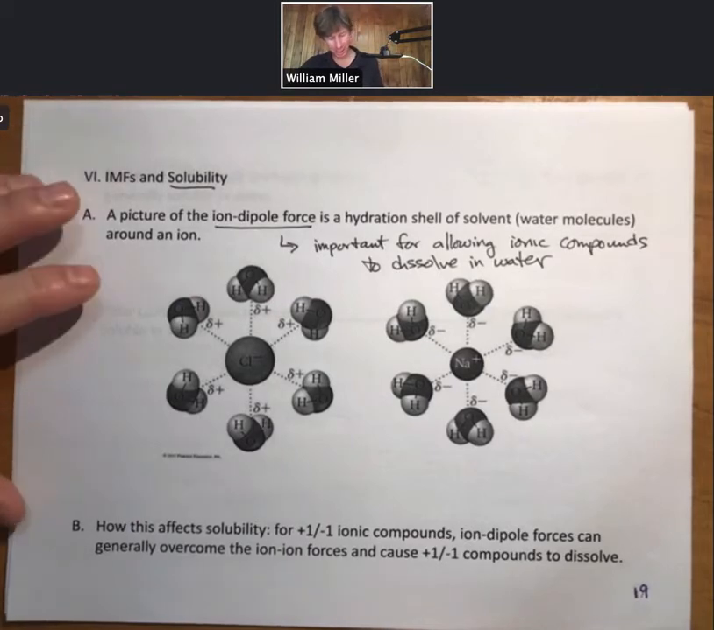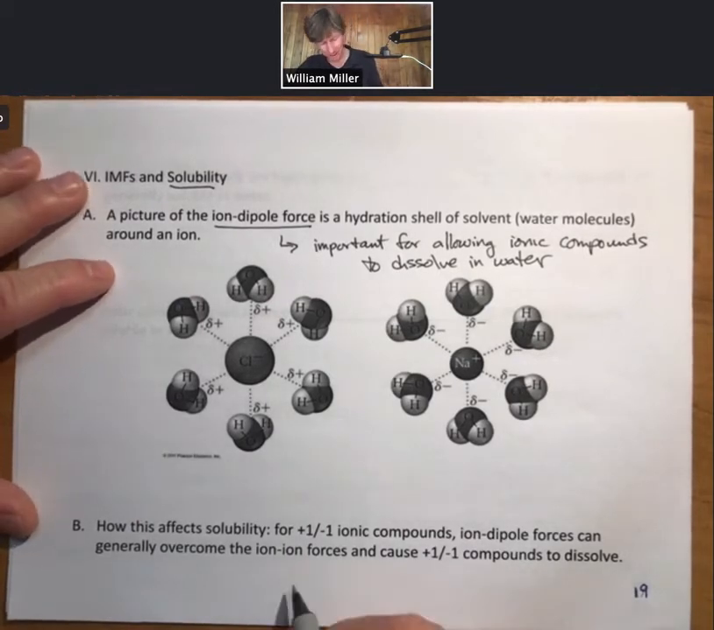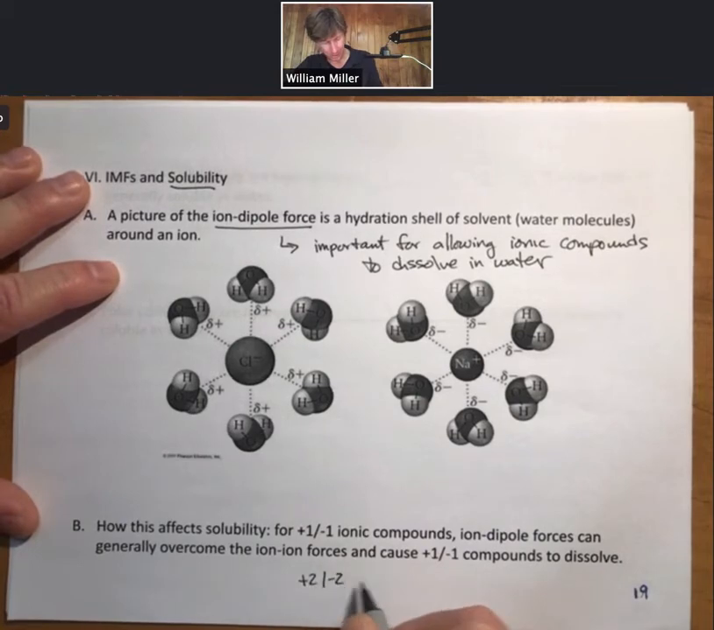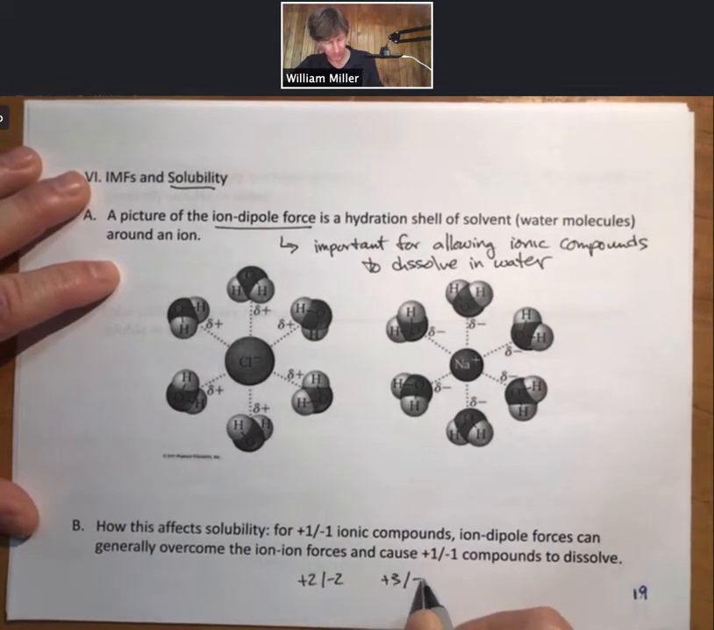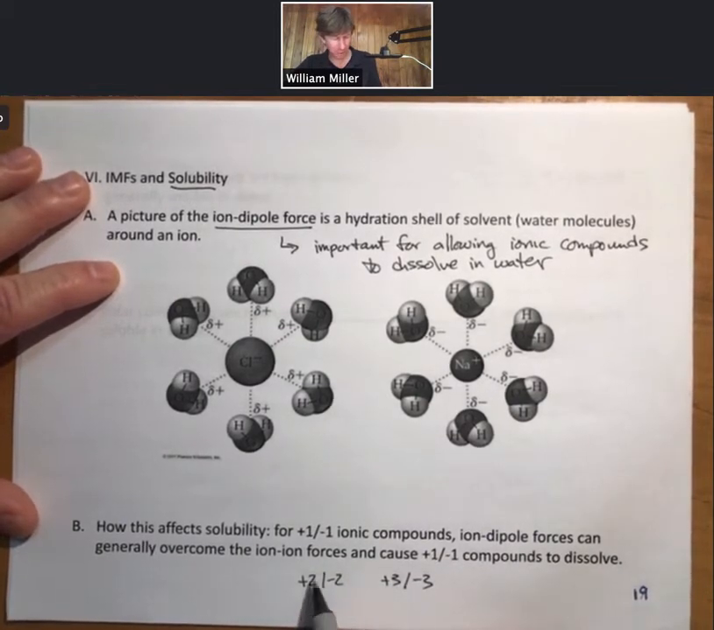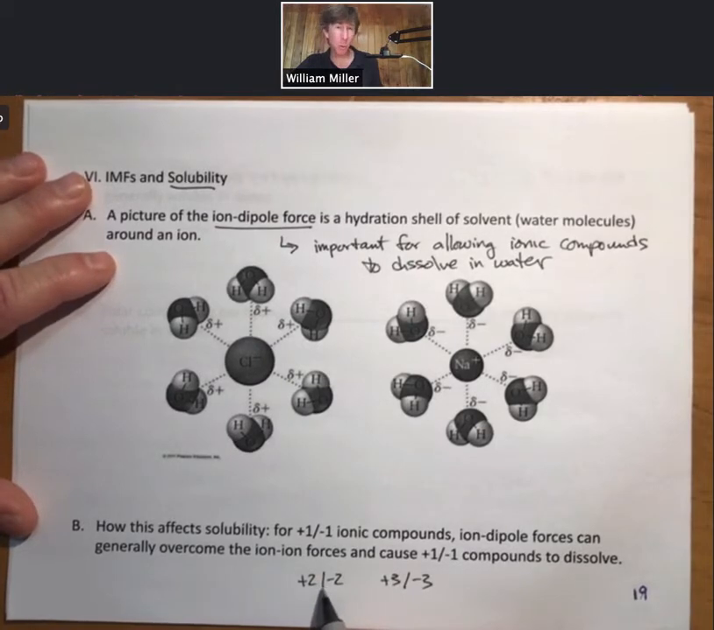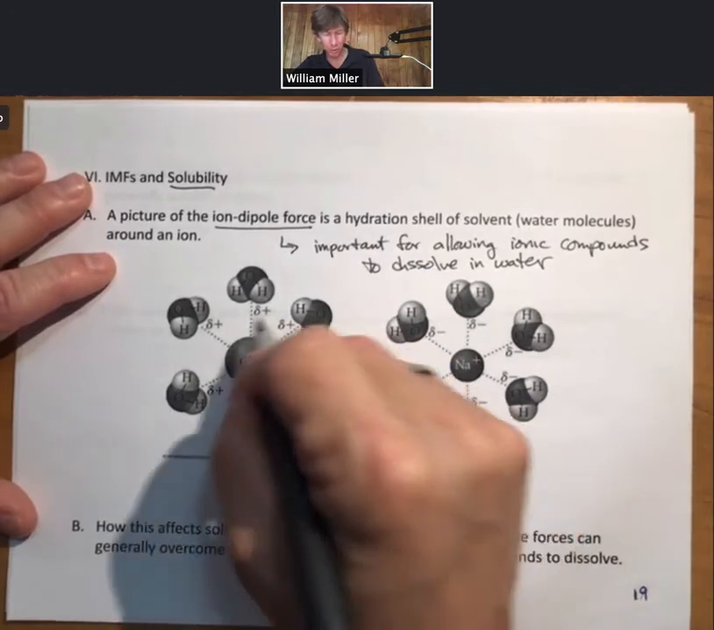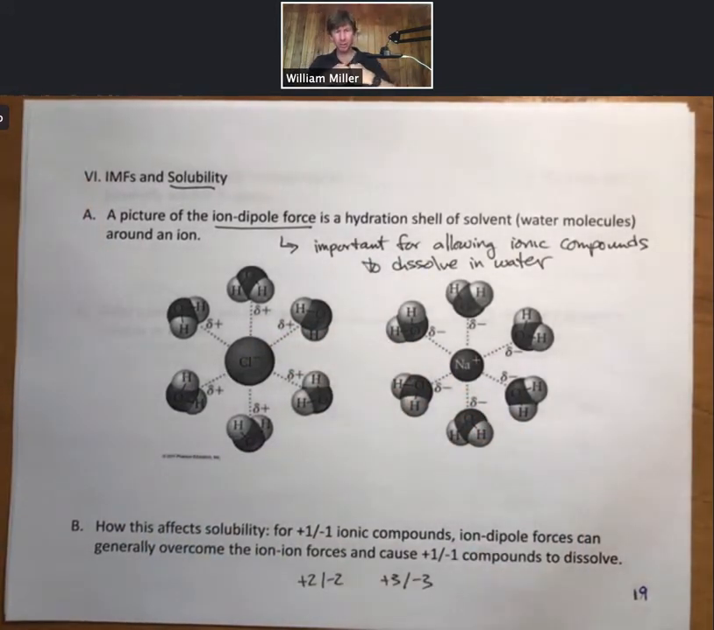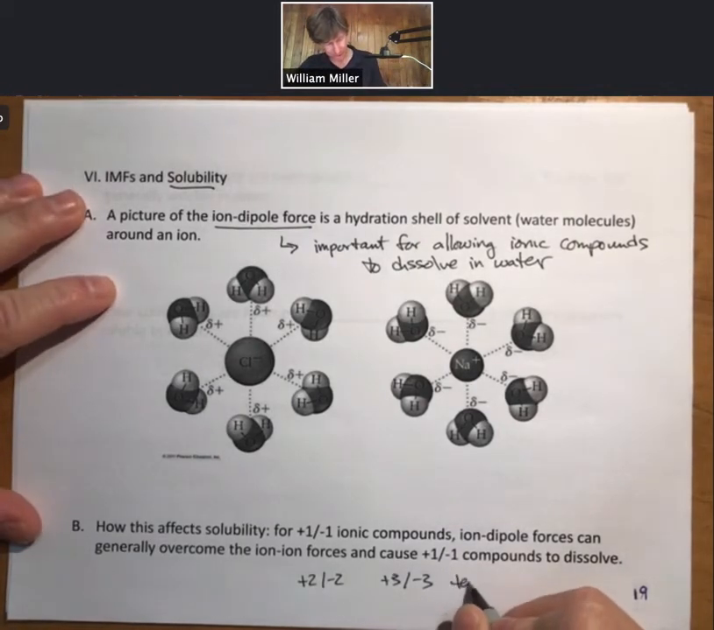But what this is going to say is +1, -1 tends to be soluble, +2, -2, +3, -3. So we said +2, -2 have 4 times the ion-ion forces. That's going to be too much for these partial water hydration shells to rip apart or overcome the charges. So they tend to be insoluble.